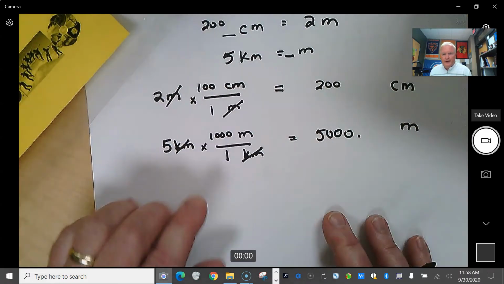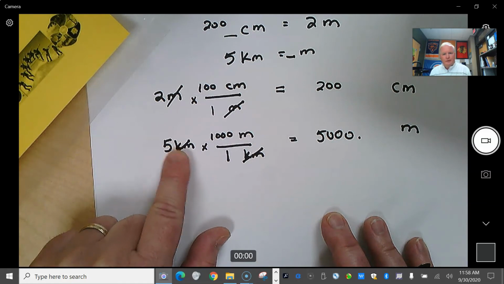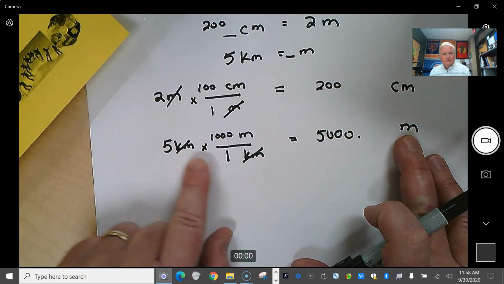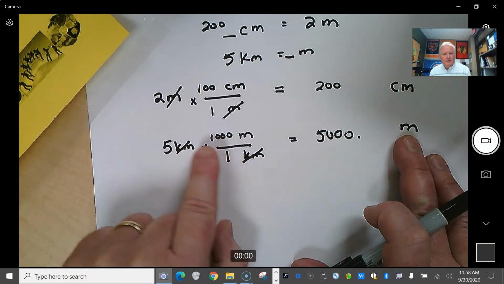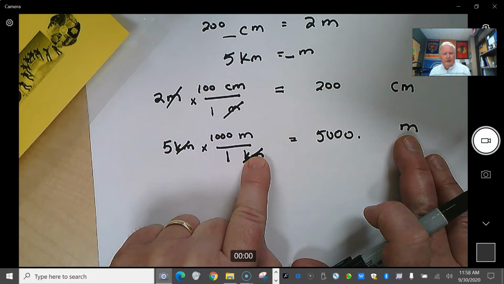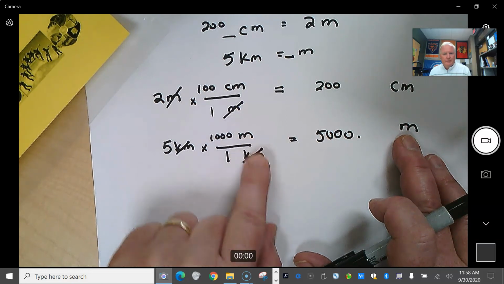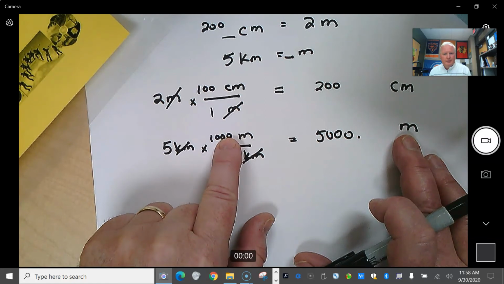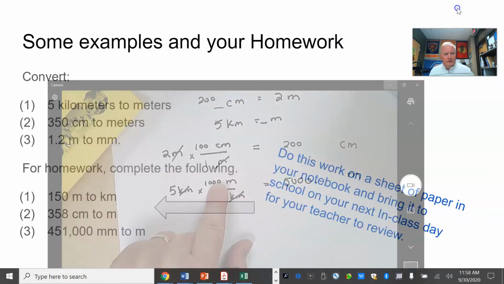Okay, we just did 5 kilometers to meters, right? We wrote down our given. We wrote down our goal over here. We created the conversion factor. We want to get rid of kilometers, so we put it opposite. We wanted to go to meters, so we put it here. We ask ourselves, which one's bigger, the kilometer, and then we put the number in. So let's do 2 more examples, and then we'll give you guys some homework.